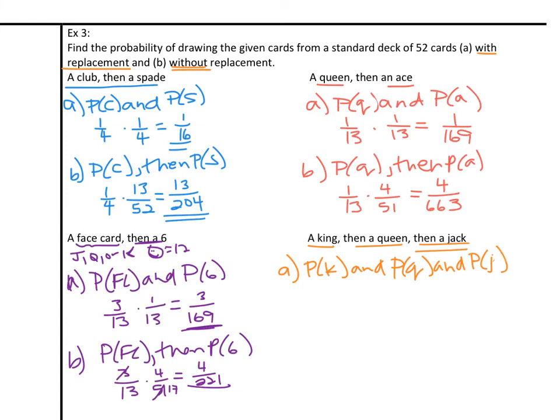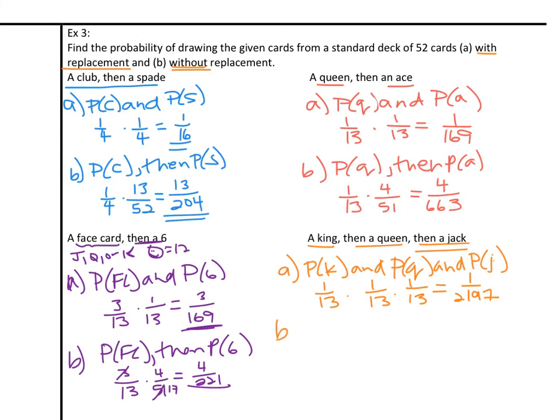That means the probability of getting each type would be 4 out of 52 or 1/13th. We're going to multiply 1/13th times 1/13th times another 1/13th. Not very likely. You have a 1 out of 2,197 chance of getting that situation for your probability.